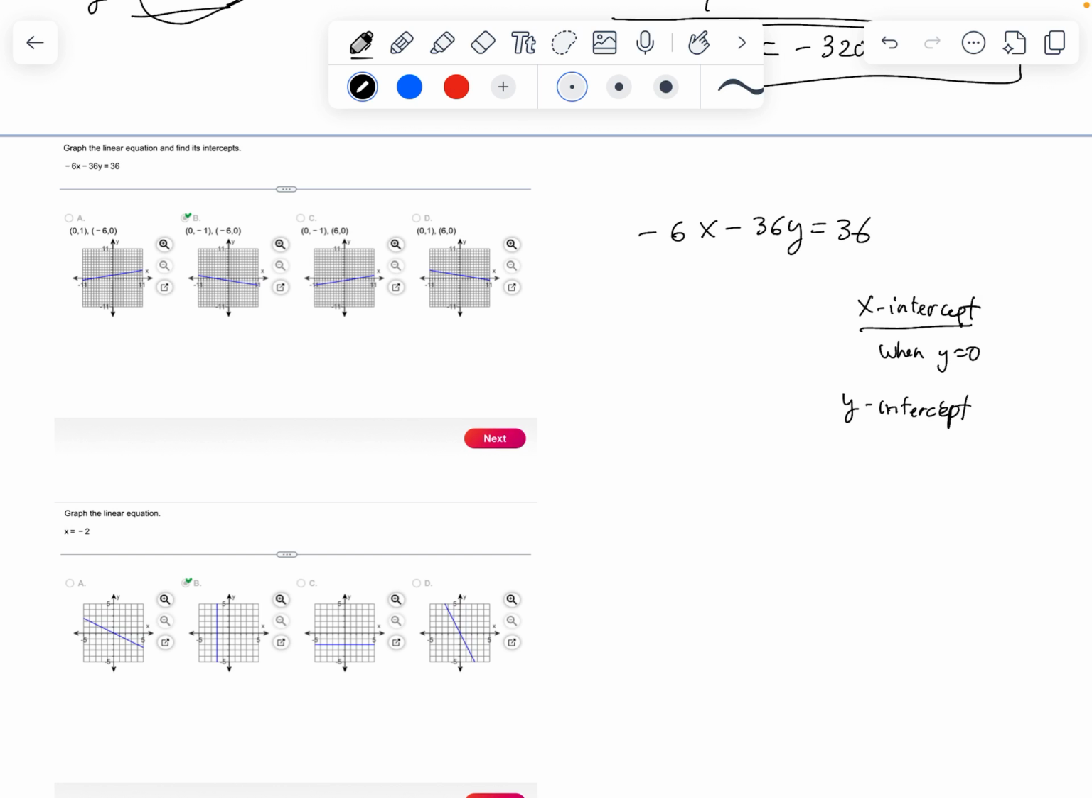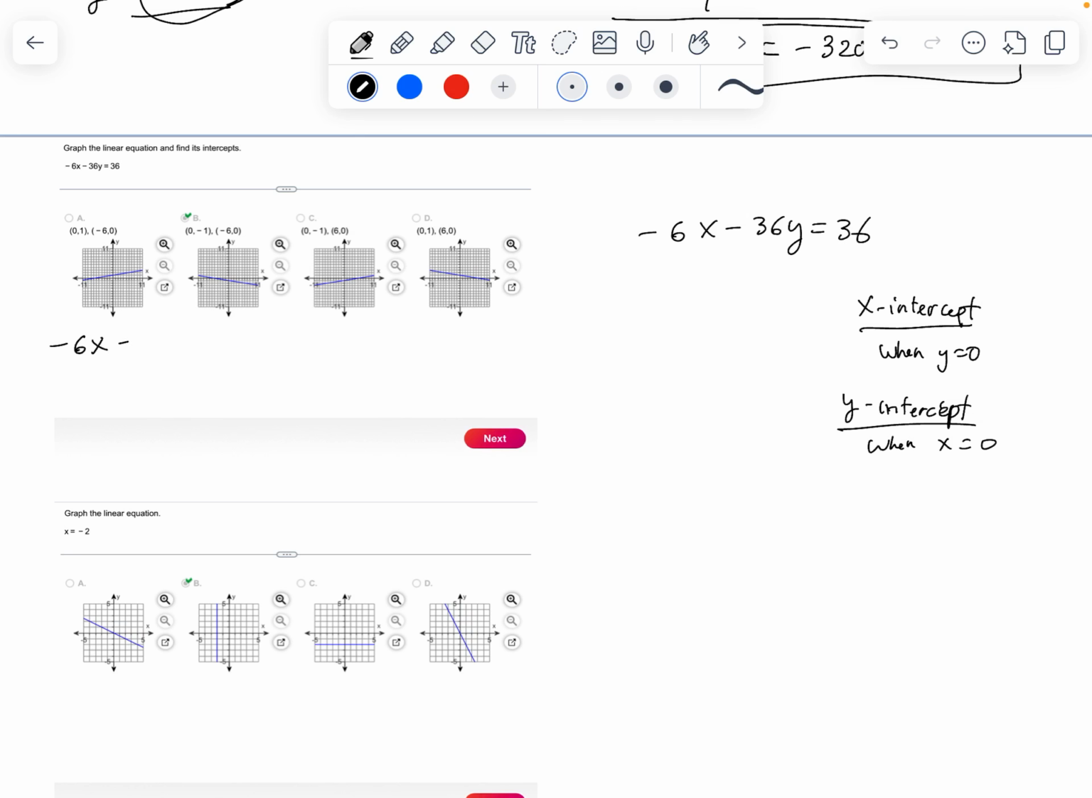Y-intercept is when x equals 0. So we're gonna set x equal to 0, we find the value of y. We're gonna set y equals to 0, we find the value of x, and then we get the coordinates. Then we can plot. With 2 points you can already graph a line.